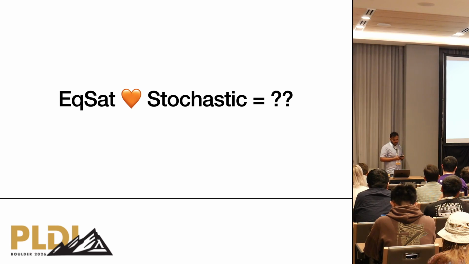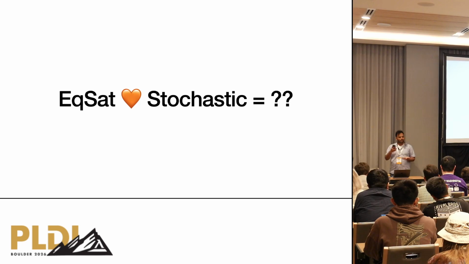EqSat and stochastic search need not be enemies. They can be friends. They're part of the same zoo. One direction I'm excited about here is, can we find a new technique that is Pareto optimal over the other by marrying their strengths together in the right way? One example could be to do a little bit of stochastic search, find a diverse set of programs, and then do equality saturation on those programs so that equality saturation does not get stuck in local minima.